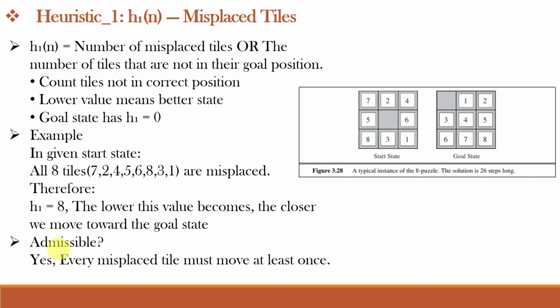And this heuristic is called admissible. That is, it never overestimates the cost, or it is always less than or equal to the true value. And it is admissible because every wrong tile must move at least one time to reach the correct position.